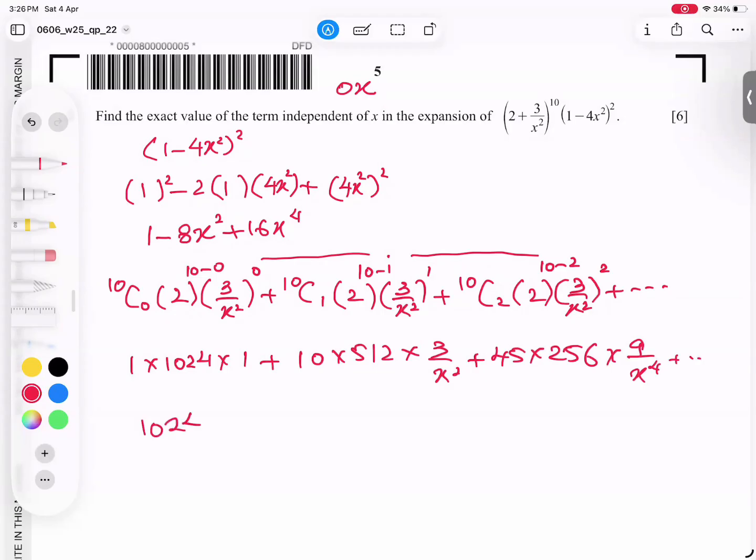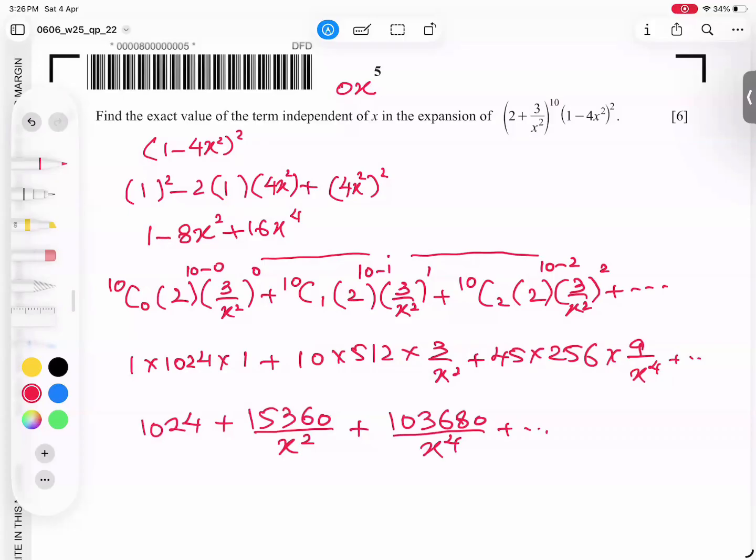Simplifying, what is coming here? So it's 30 times 512. I'm getting 15360 over x squared. And what about this? 45 times 256 times 9. And I'm getting here 103680 over x to the power 4.